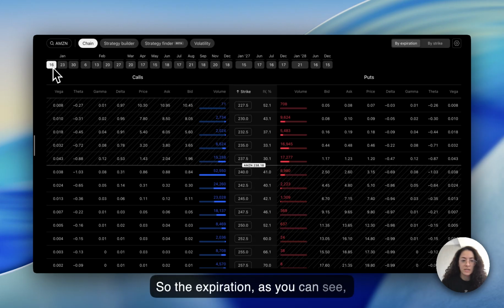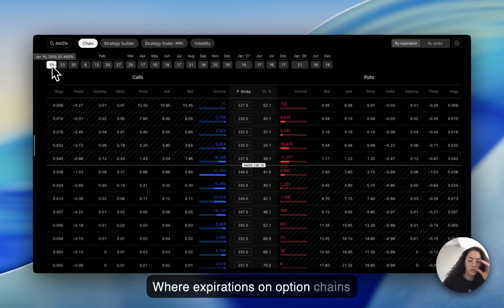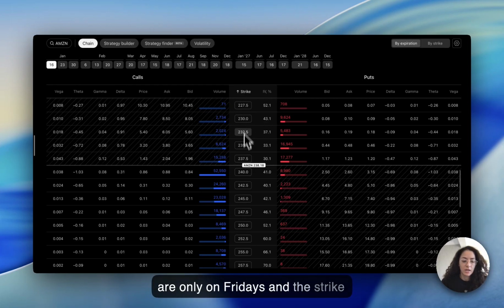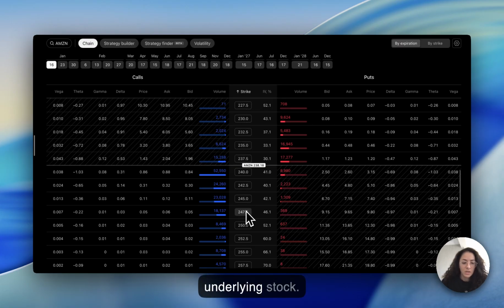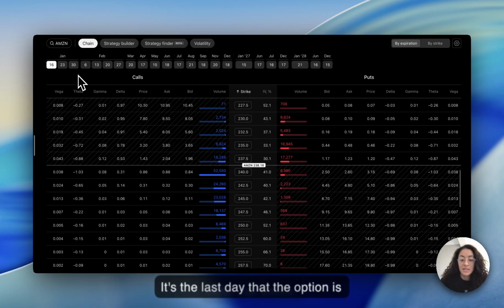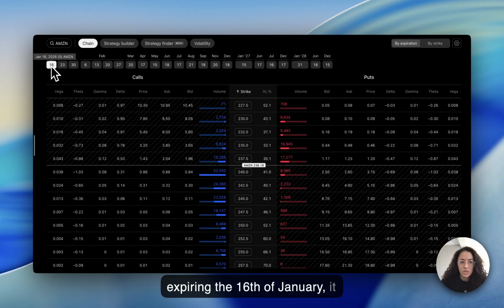So the expiration, as you can see, we're selecting the 16th of January. Remember, expirations on option chains are only on Fridays. And the strike price you see here is the price at which the option holder can buy, in the case of calls, or sell, in case of puts, the underlying stock. The expiration date, as I said, is the last day of the option contract, the last day that the option is valid, that exists. So if I place a trade today and it's expiring the 16th of January, it means that on the 16th of January, this option will cease to exist.